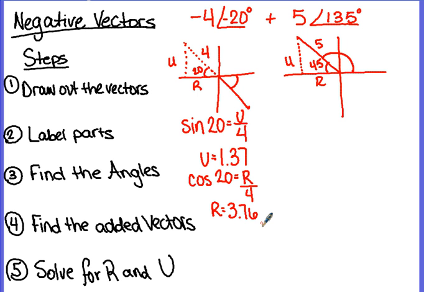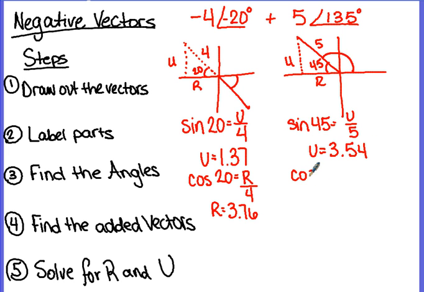All right, we'll come back to those in just a minute. Let's talk about our second one. Again, we're going to use the sine function to find U. So we have the sine of 45 is U over 5. If we plug that into our calculator, 5 times the sine of 45, U is going to be 3.54.